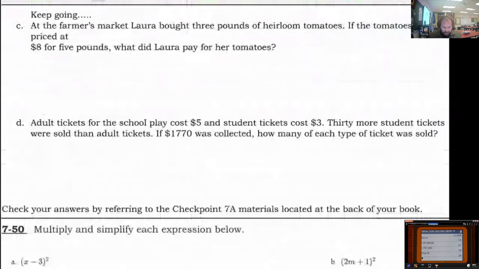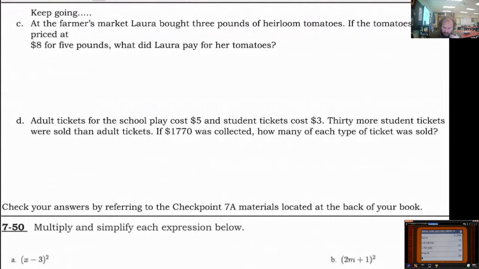Let's talk about question C. At the farmer's market, Laura bought 3 pounds of heirloom tomatoes. If the tomatoes are priced at $8 for 5 pounds, what did Laura pay for her tomatoes? So, okay, we know that it is $8 for 5 pounds. I think this is a good example to do division. $8 divided by 5 pounds.